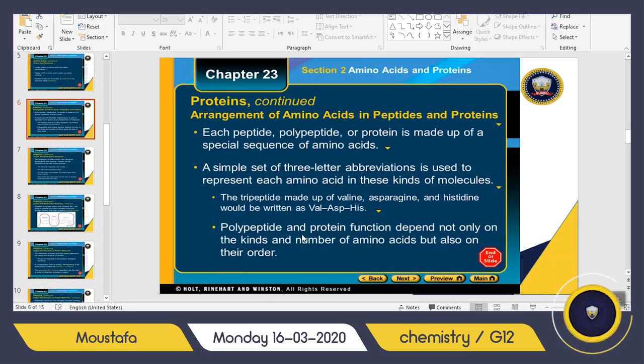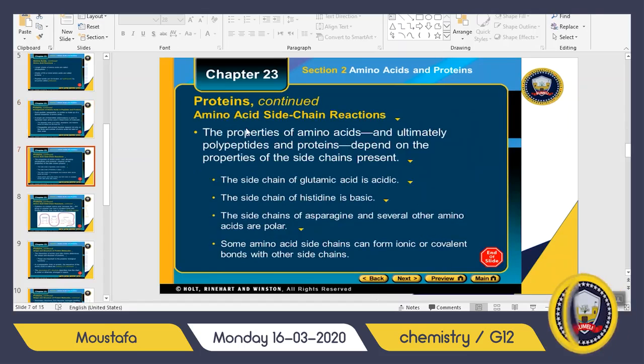Polypeptide and protein function depend not only on the kinds and number of amino acids, but also on their order, and this order can affect the function and the genetic variation of the proteins. The properties of amino acids, and ultimately polypeptides and proteins, depend on the properties of the side chains present.